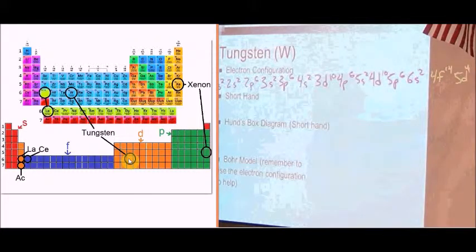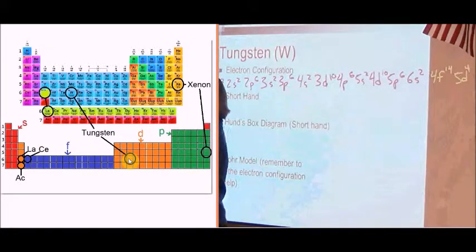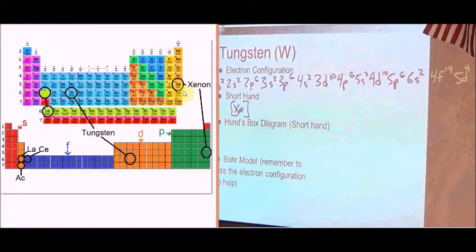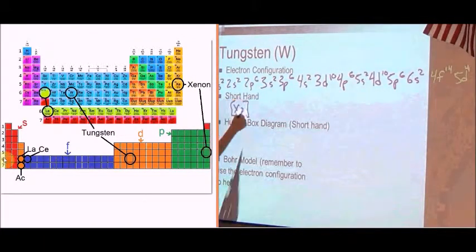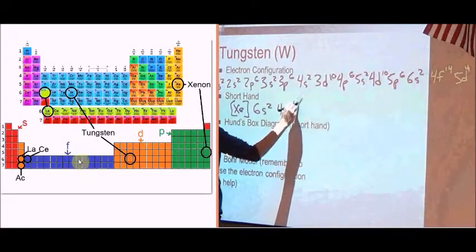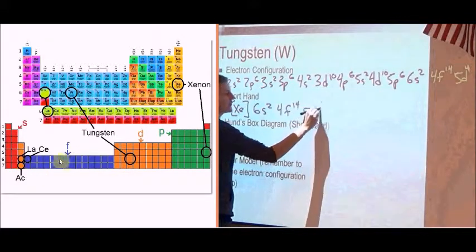So that got a little long, which is why the noble gas shorthand is really nice. So put Xe in brackets. You guys are doing very well. And then just row 6. Because we're in row 6, what was the end of row 5? Okay, so just the row 6 part was 6s2, 4f14, 5d4.